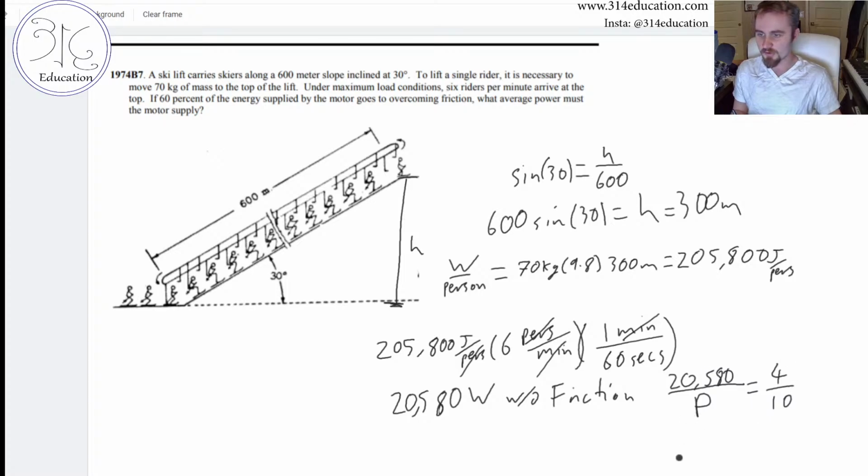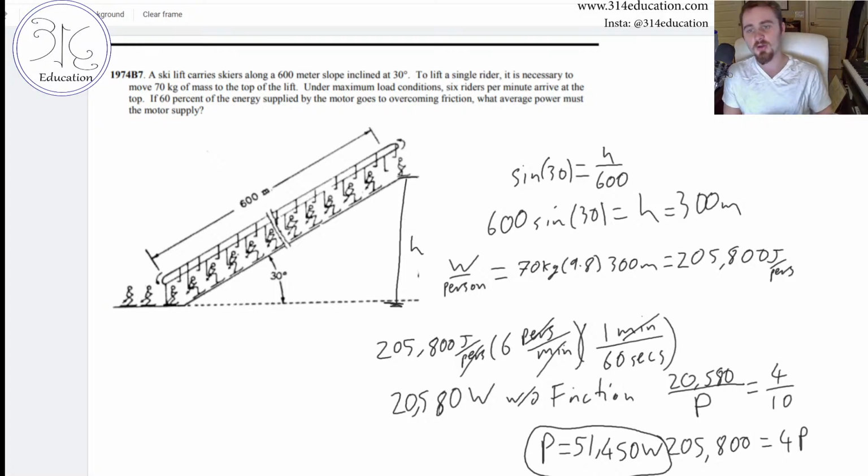We'll just cross multiply this then, right? And so we get, again, multiplying this by 10, bringing this back out to this guy, it's going to equal 4 times the power we need, giving us the total power is going to equal this divided by 4. 205,800 divided by 4, giving us a nice power of 51,450. And that's going to be in watts. And that will be our final answer here.